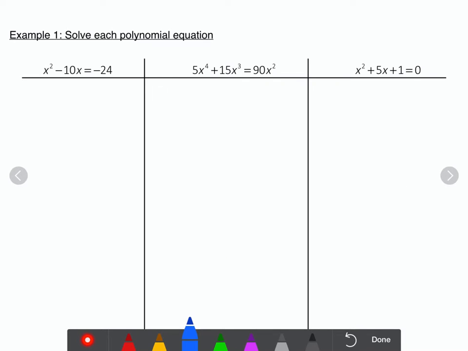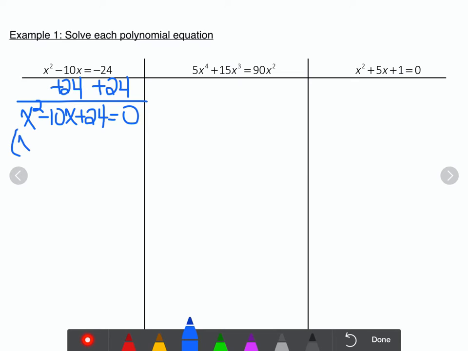In this first example, we have x squared minus 10x is equal to negative 24. The first thing we need to do is write this in standard form by adding 24 to both sides. So I have x squared minus 10x plus 24 is equal to 0. Since this is a quadratic trinomial with a leading coefficient of 1, I'm going to use the AC method to factor it. I'm looking for 2 numbers that multiply to 24 and add to negative 10. Those 2 values are negative 4 and negative 6.